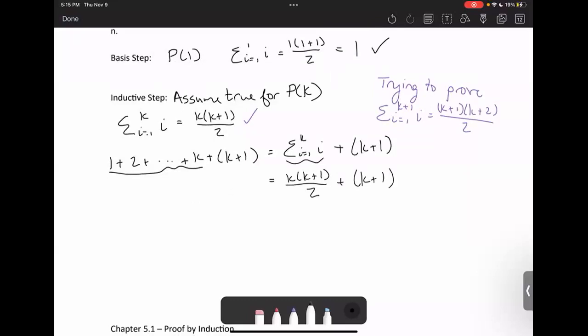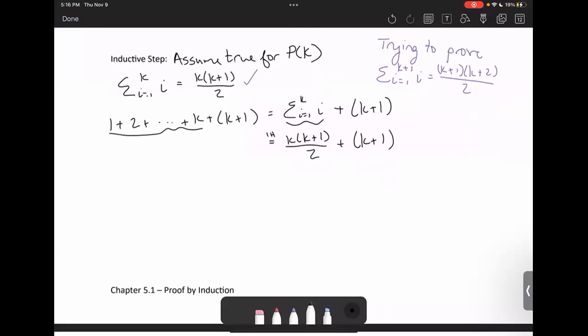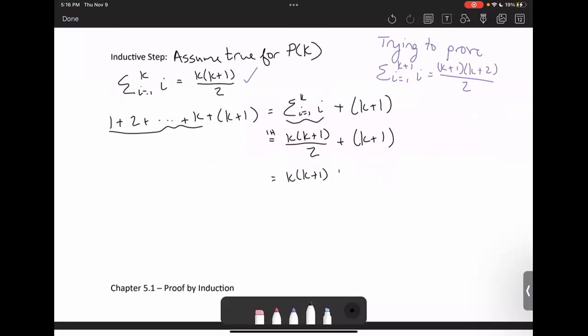Your book says that you should put an IH here over the equal sign to imply that this is where you are putting in your inductive hypothesis. So with a little bit of math, we can have that this is k times k plus 1 plus 2 times k plus 1 all over 2. We're adding in our k plus 1 here.